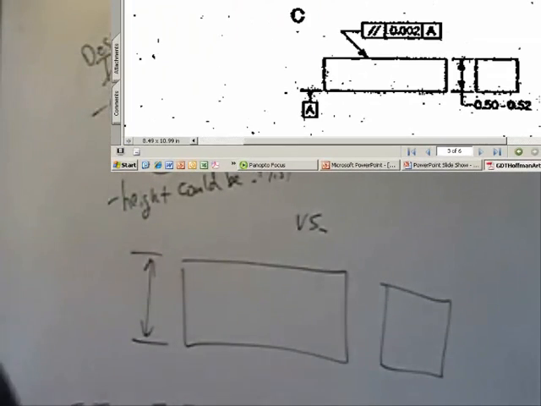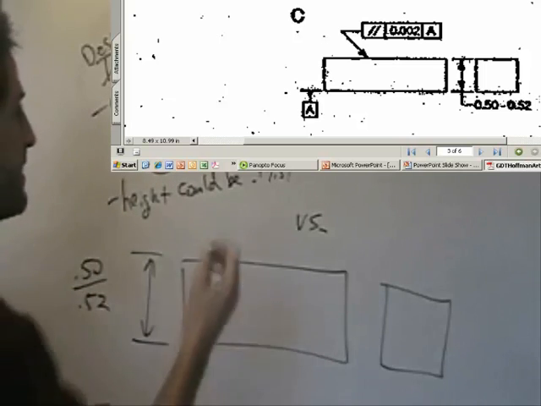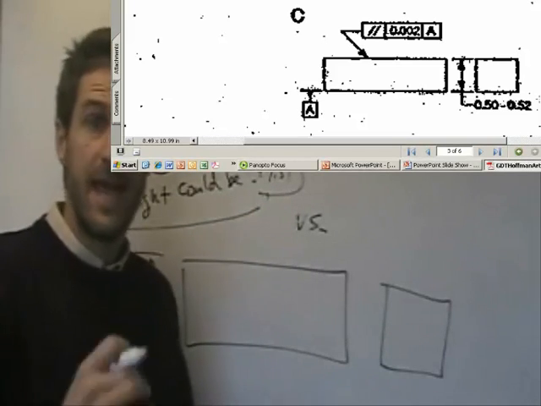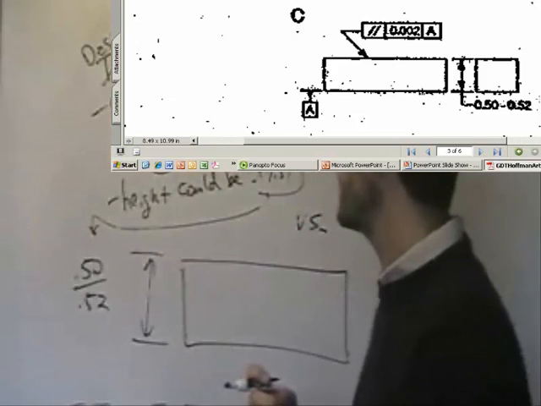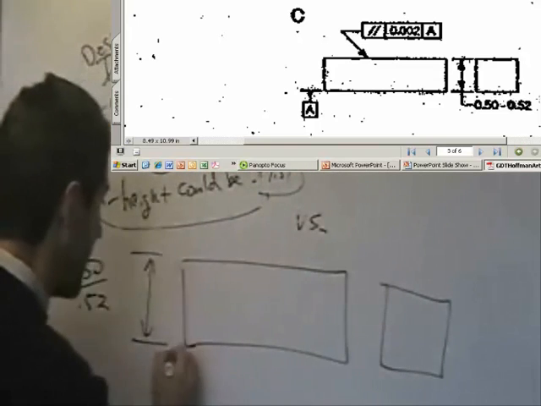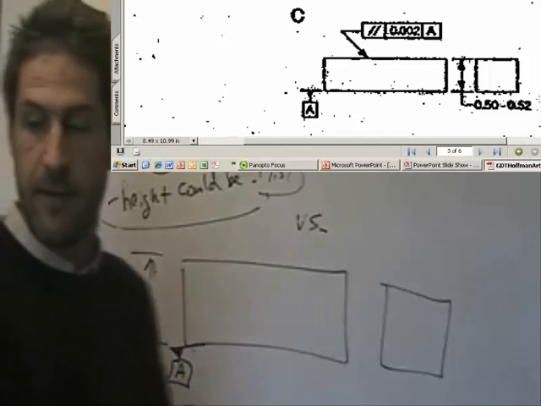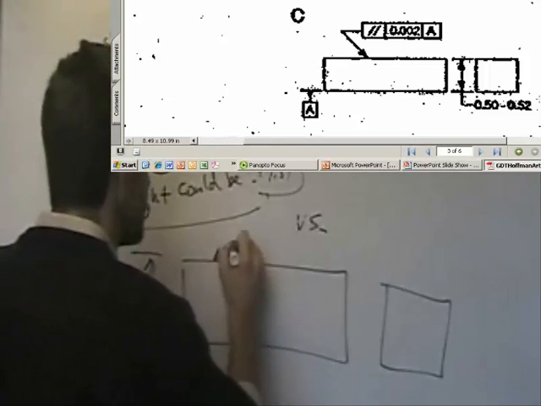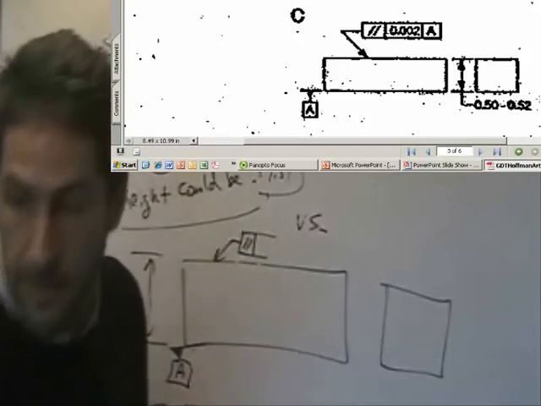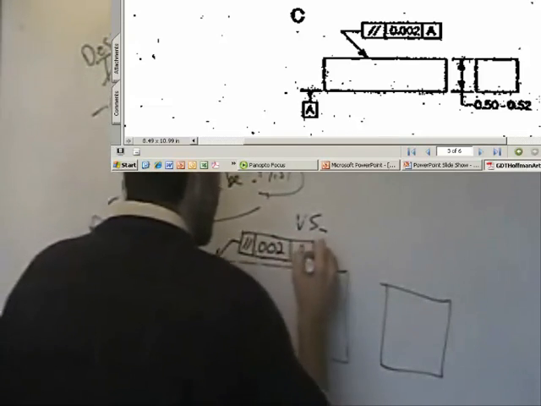Now another way to do it is the GD&T approach, where here we can give a height tolerance of 0.50 to 0.52, or that's pretty much the equivalent of that, right? It's a plus or minus 0.01, 10 thousandths range, plus or minus 10 thousandths on the height. And then we'll define this bottom surface there as datum A, and say that the parallelism of this surface has got to be within 0.002 of A.